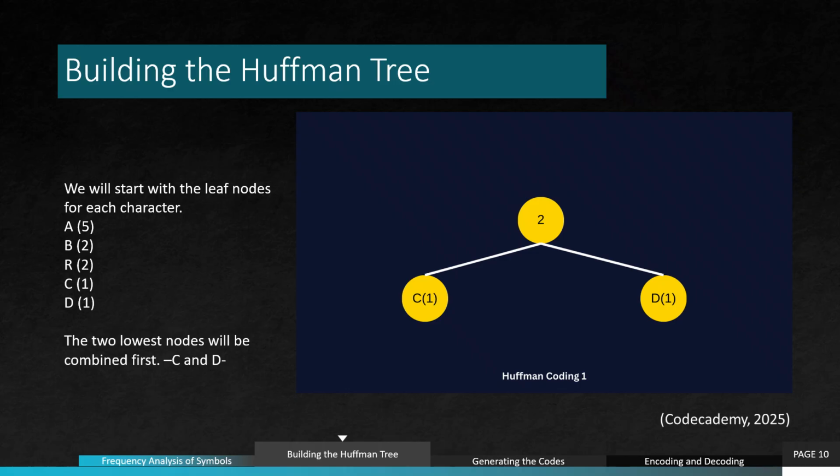Building the Huffman tree. So we will start with the leaf nodes for each character. As we previously saw, A equals 5, B equals 2, R is 2, C is 1, D is 1. To start the tree off, we're going to take the two lowest nodes and combine them, which is C and D, both equal to 1. As you can see in the example to the right, we have a circle representing C1 and a circle representing D1. If you combine them together, you get 2.